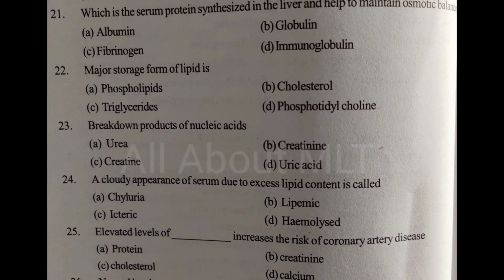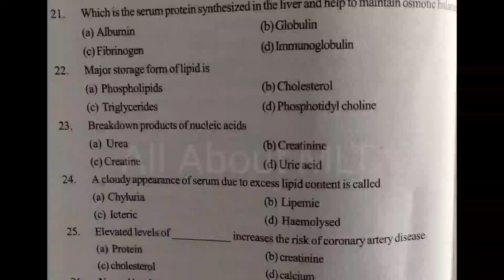Elevated levels of dash increases the risk of coronary artery disease. Option A, protein. Option B, creatinine. Option C, cholesterol. Option D, calcium. Answer is option C, cholesterol.